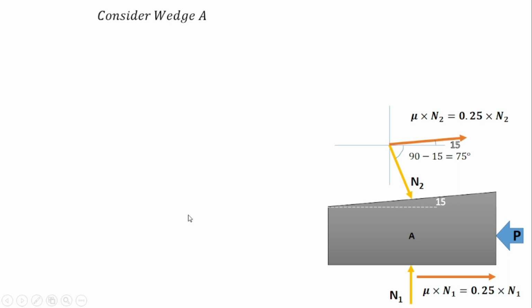Now we'll consider wedge A. We'll not consider any force which is present on the wedge B, so only consider the FBD of wedge A. The value of N2 is already calculated, so we can use that value here. Now by applying conditions of equilibrium, start with summation of Fy is equal to 0.